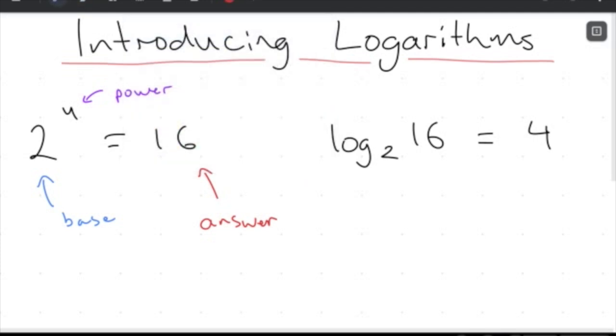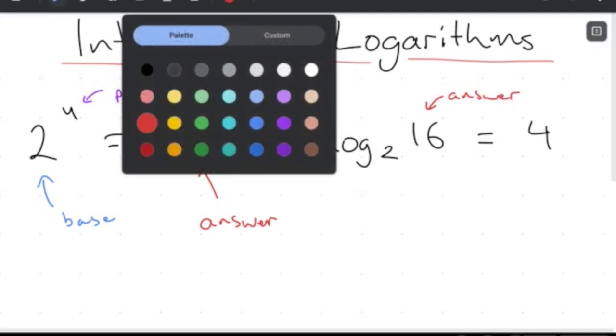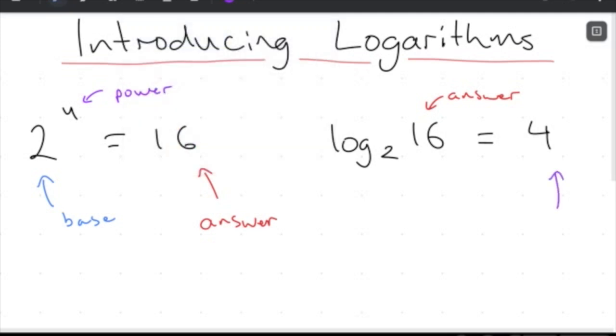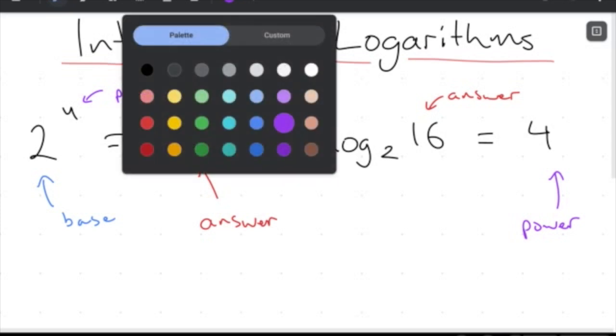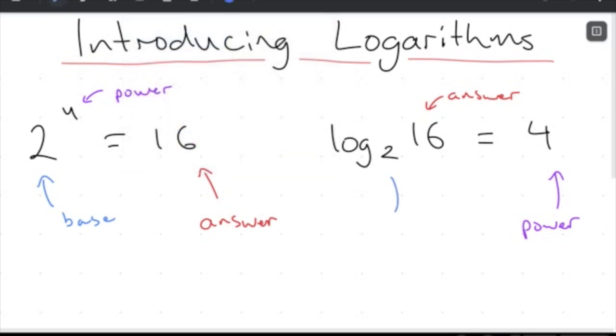But we see what we got here. We still have our answer up here. So the log to the base 2 of our answer, 16, equals 4, my power. So my power goes here, and my base goes down here. So we're going to just practice how to convert between these two here.